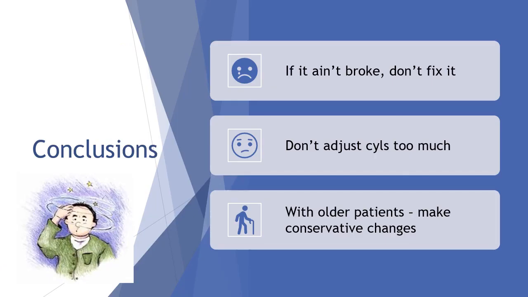So in conclusion, if it ain't broke, don't fix it. If a patient's happy with their prescription, leave them alone. The only time you would perhaps change it is if they didn't quite meet the driving standard, and in that case you'll change it as little as you can get away with. So leave the spectacle type, the design and the prescription well alone if the patient's happy and the vision's adequate.